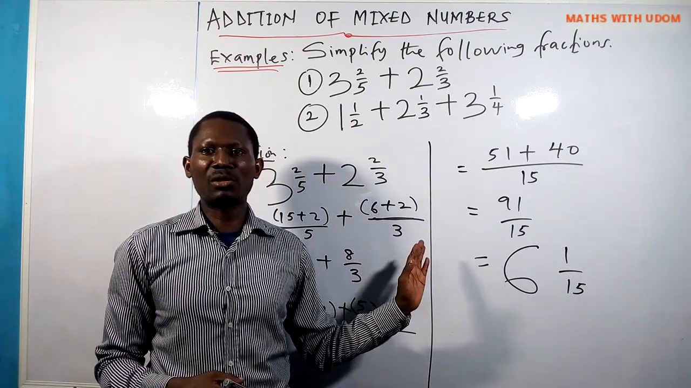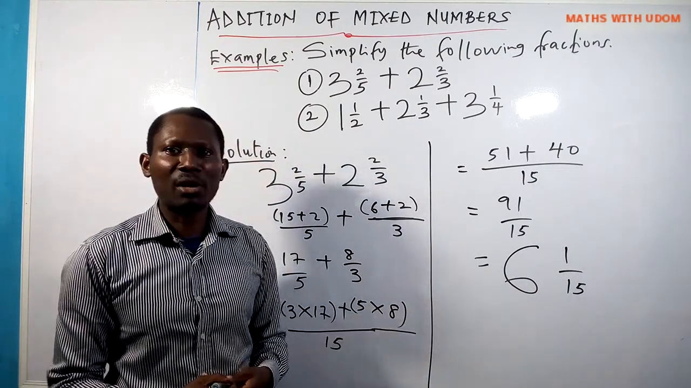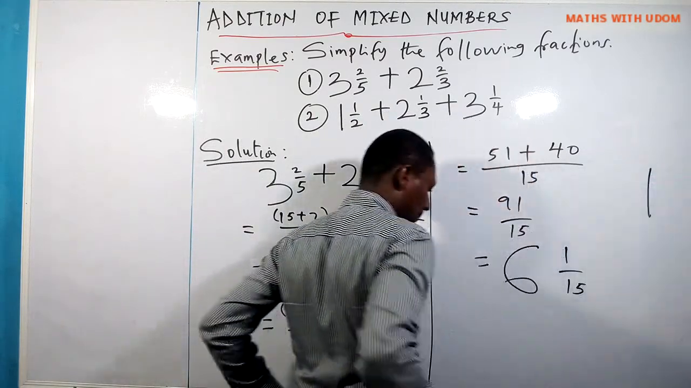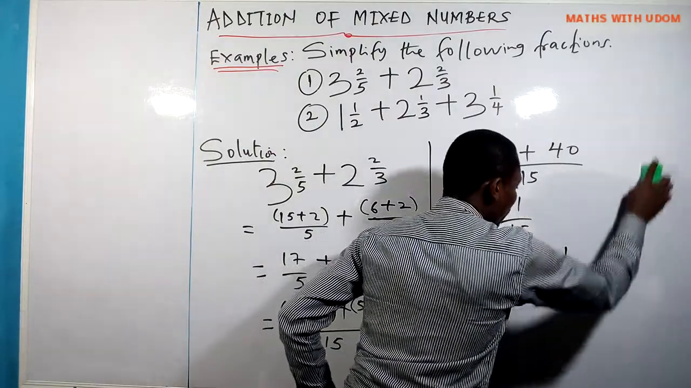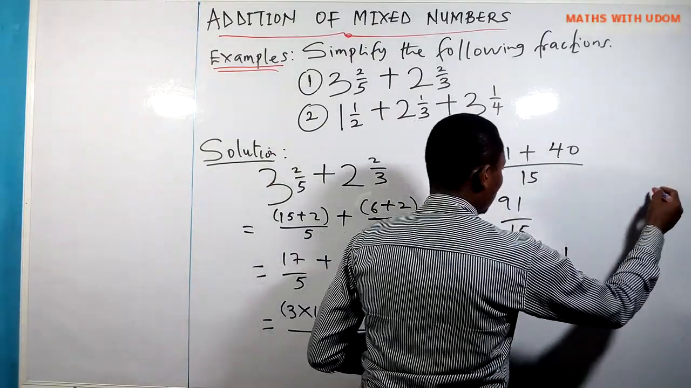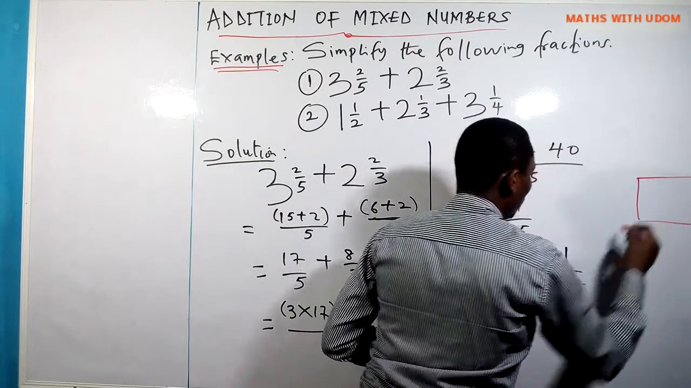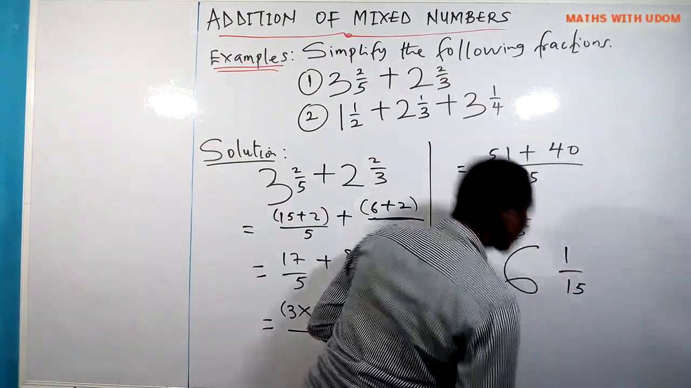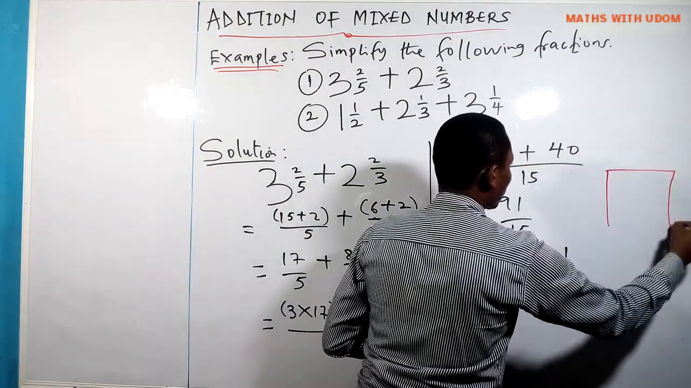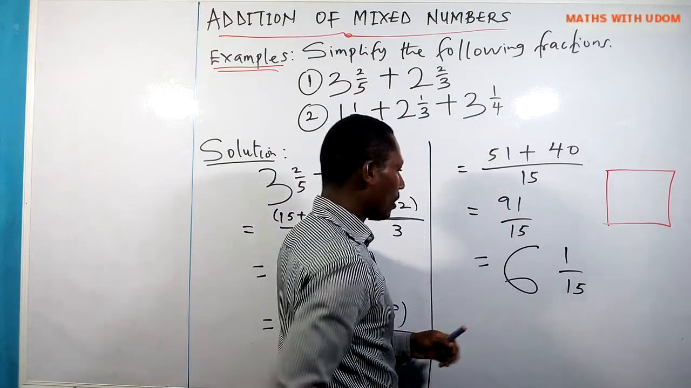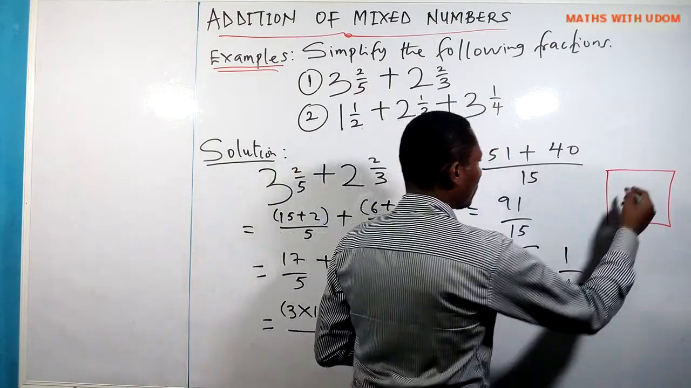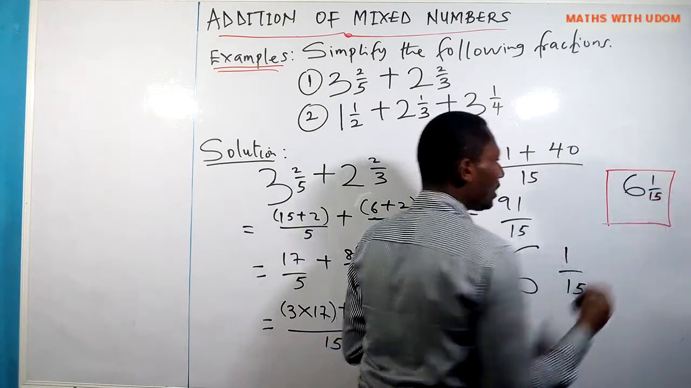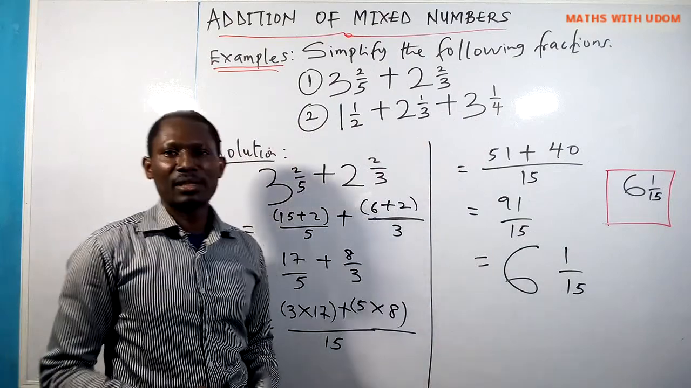And this is just method 1. So let's put our answer here in this corner, and then we'll get back to it later. So our answer is, we got 6 whole number, 1 over 15. So we have 6 whole number, 1 over 15. So we are still coming back to that.